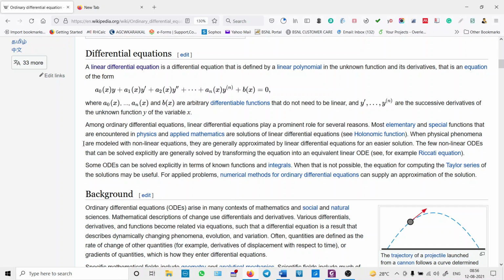But when this physical phenomena are modeled with non-linear equations, they are generally approximated by linear differential equations for easier solution. In some cases, the non-linear partial differential equations are approximated by linear differential equations. So the few non-linear ODEs that can be solved explicitly are generally solved by transforming the equation into the equivalent linear ODE. A non-linear ODE is generally approximated by a linear ordinary differential equation in many cases to get the solution.